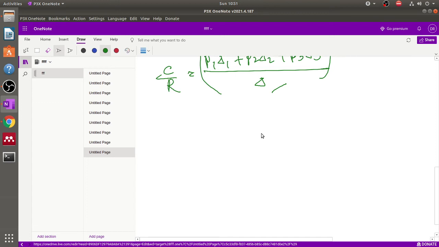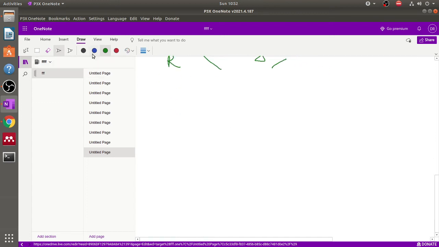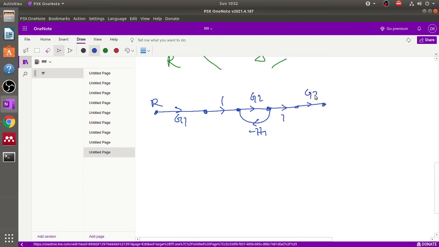Now coming to another problem. Now in this problem, see that there is an input signal R followed by a transmittance G1. This is the transmittance G1, here transmittance G2, and here minus H1. There is a transmittance 1, here transmittance G3, there is a minus H2, and from here to here this is G4 and this is C, and from here to here there is a G5. The forward path exists.